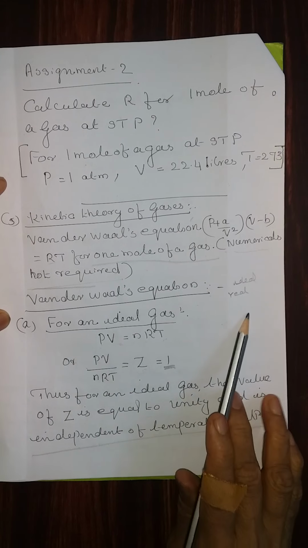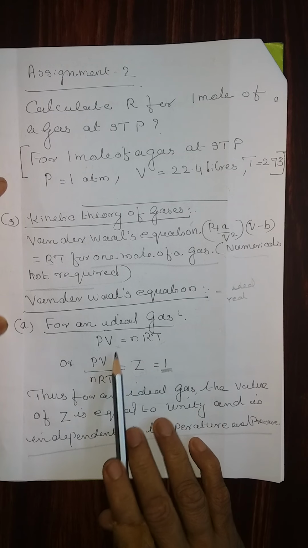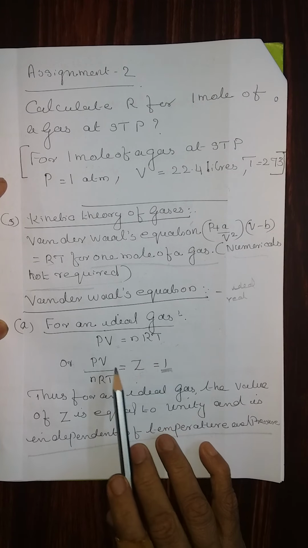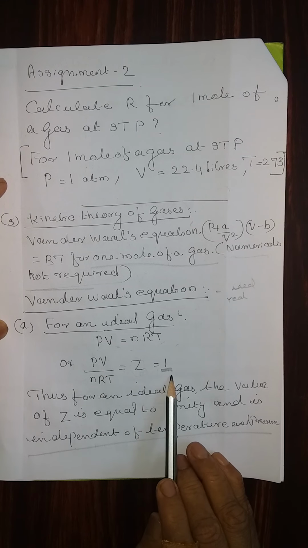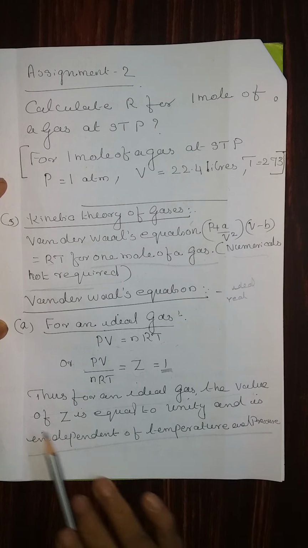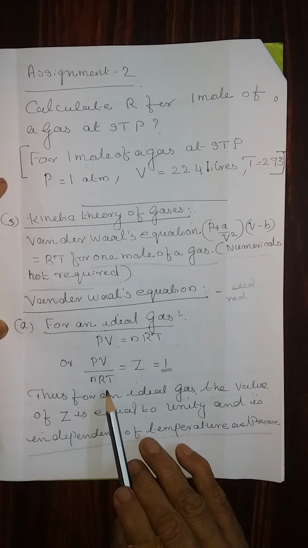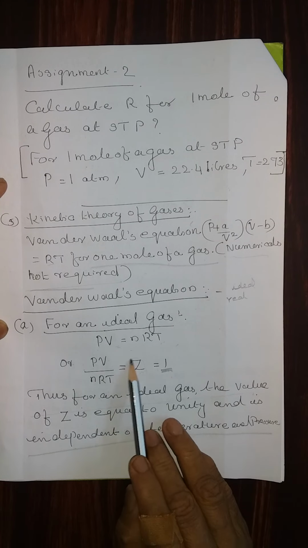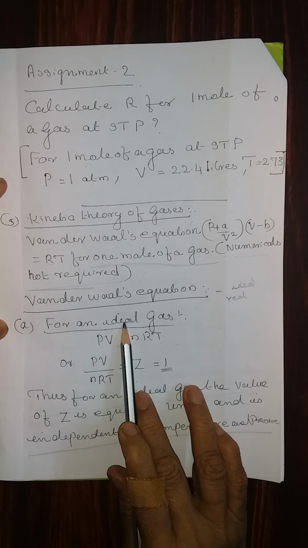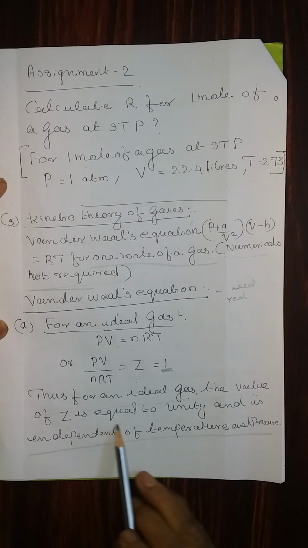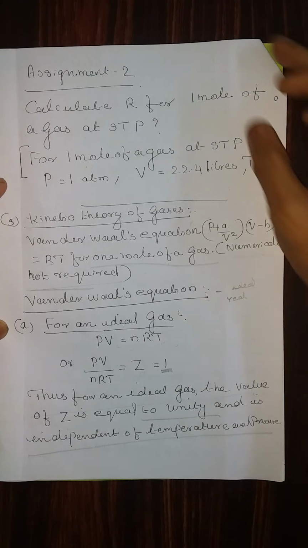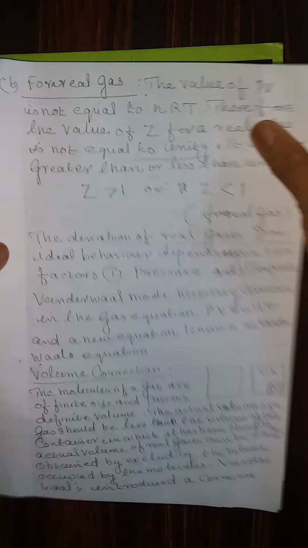An ideal gas means one which follows the equation PV is equal to nRT. That is, PV by nRT is equal to 1. Therefore, for an ideal gas, the value of PV by nRT, considered as Z, is equal to 1. Therefore, the result is equal to unity and is independent of temperature and pressure.